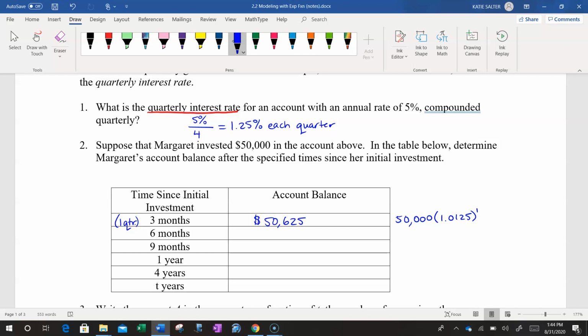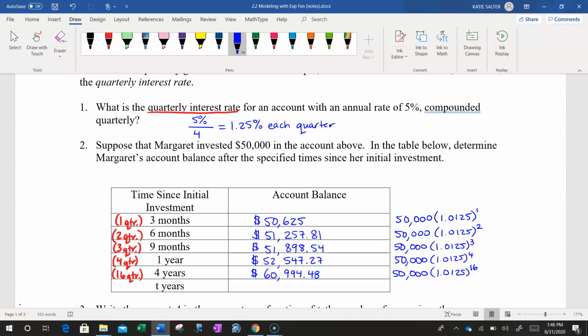So what if it was 6 months? That would be 2 quarters. So then we would have 50,000 times 1.0125 to the second power, because 2 quarters have passed. All right, go ahead and fill out the rest of the chart. And when you get to the end where it says T years, then you're just going to write a formula. Pause the video, and when you're finished, start the video back.